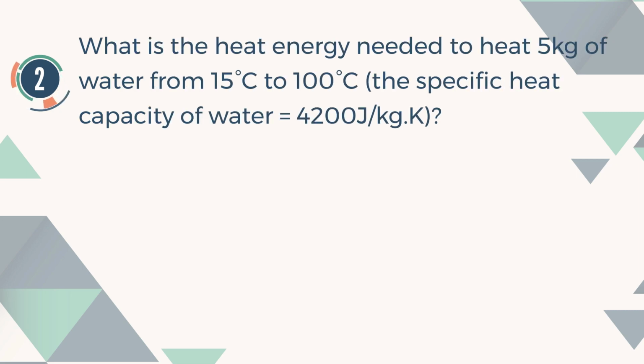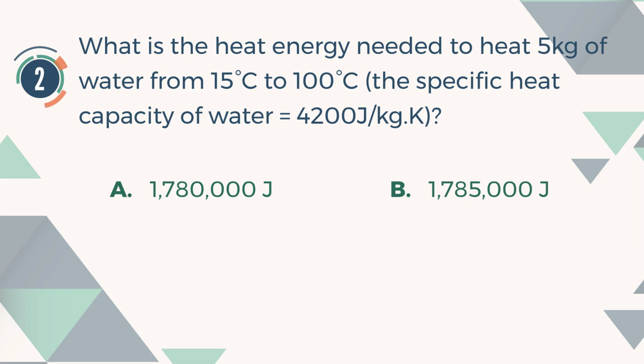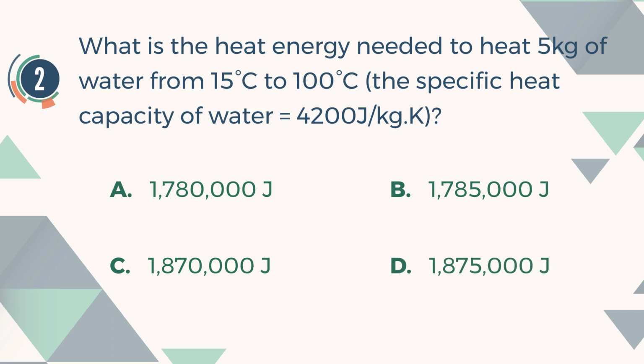Number 2. What is the heat energy needed to heat 5 kilograms of water from 15 Celsius degree to 100 Celsius degree, given the specific heat capacity of water equals 4200 joules per kilogram per Kelvin? A. 1,780,000 joules. B. 1,785,000 joules. C. 1,870,000 joules. D. 1,780,000 joules.